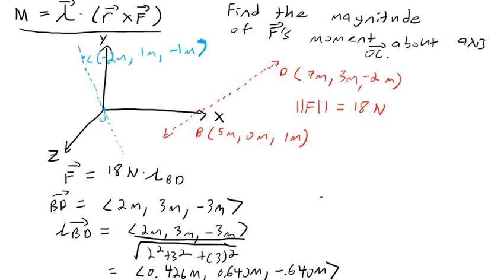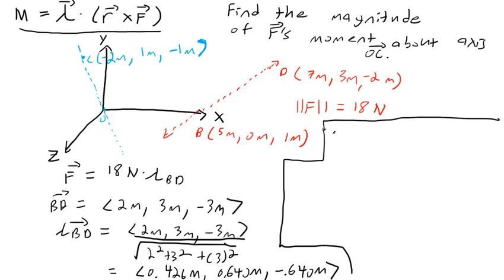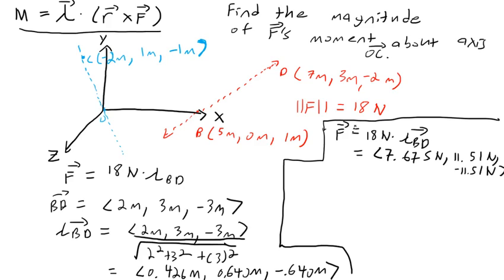Any questions so far? This is all the kind of thing we've done already before. So I'm going to try to squeeze as much as I can onto this one slide if possible. Now, the force vector F is simply going to be 18 newtons times lambda BD, which will be 7.675 newtons, comma, 11.51 newtons, comma, negative 11.51 newtons. So that's the force vector.